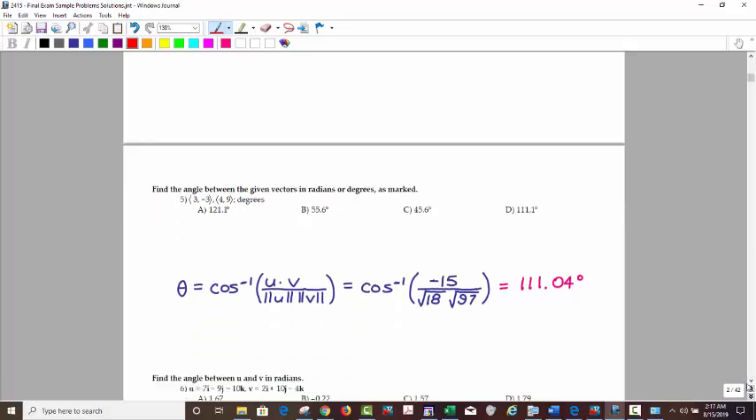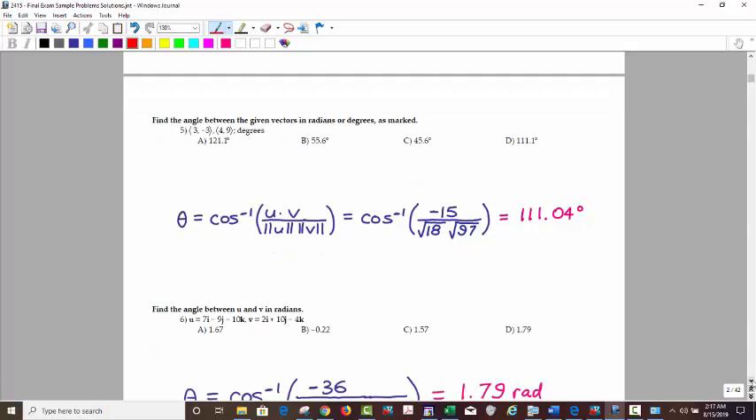Number 5. Angle between two vectors is cosine inverse of u dot v over the magnitude of u and the magnitude of v. U dot v, 3 times 4 is 12, negative 27, add those together is negative 15. The magnitude of u will be the square root of 9 plus 9, square root of 18. And then 4 squared is 16, plus 9 squared is 81, that's 97.